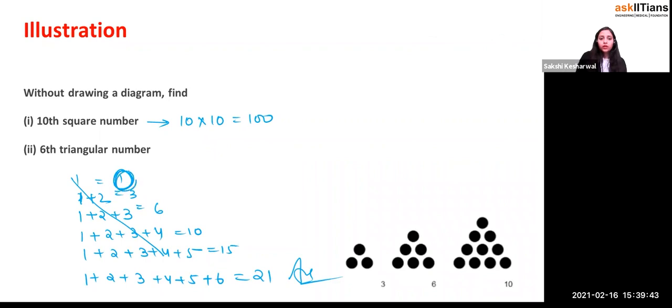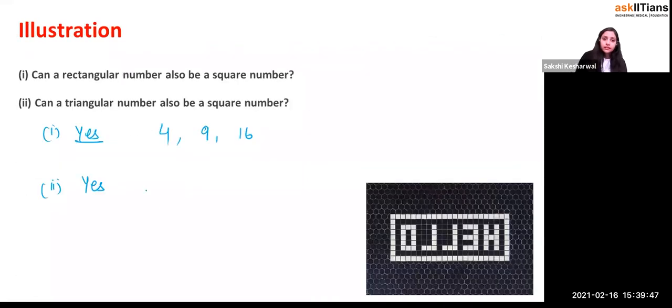So 1 is what? A triangular number or not? 1 is a triangular number. Yes. So 1 is a triangular number, which is also a square number. Can a triangular number be a square number? Yes, because 1 is a triangular number as well as a square number, right?